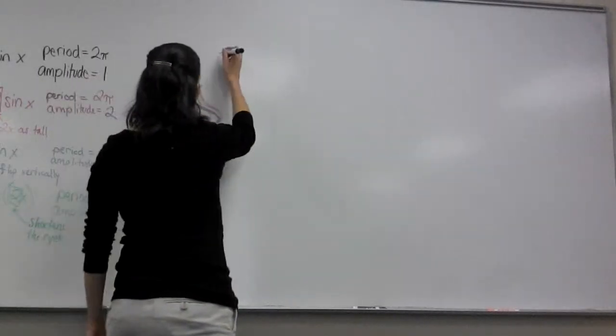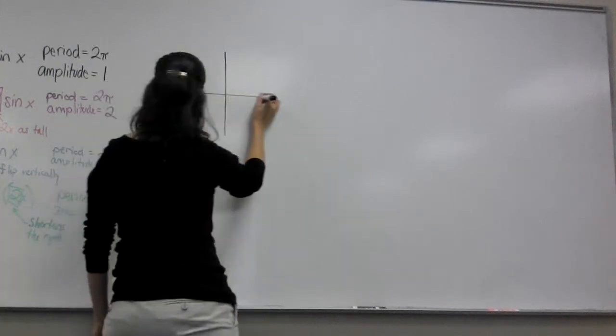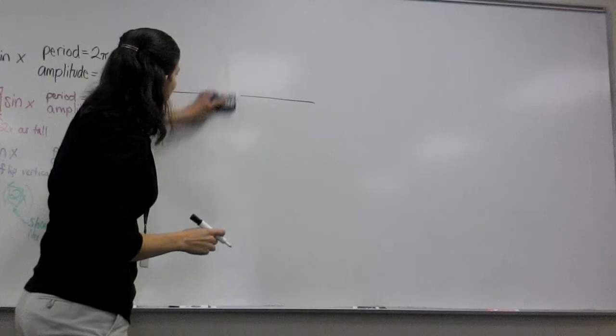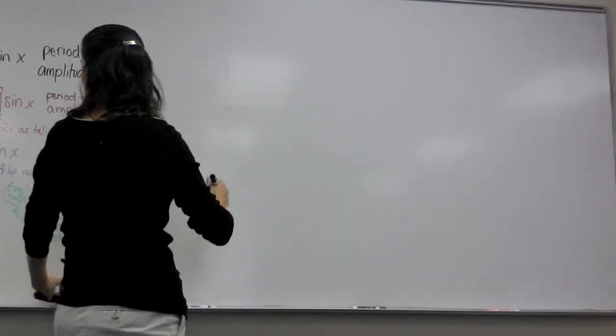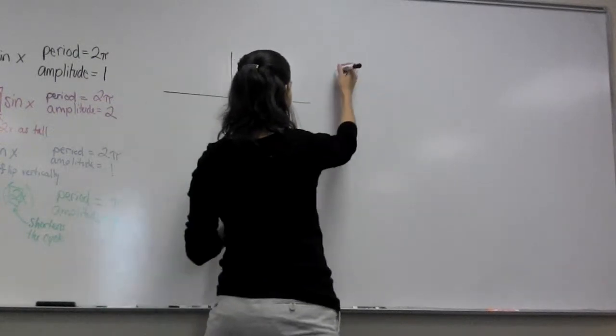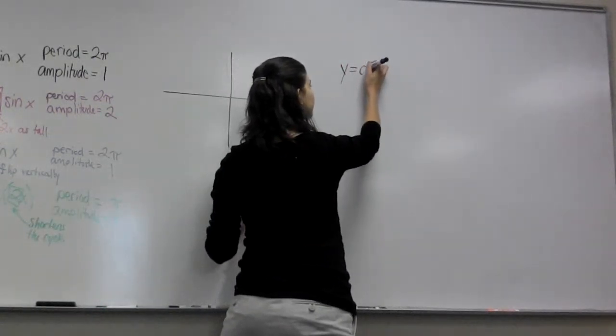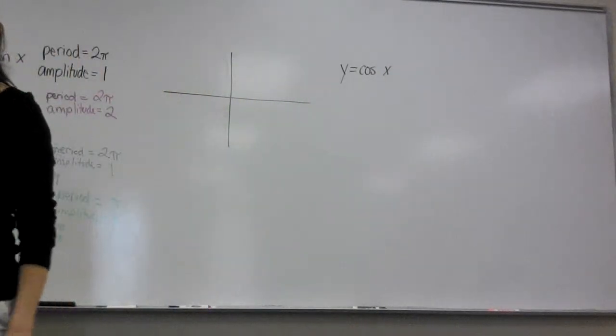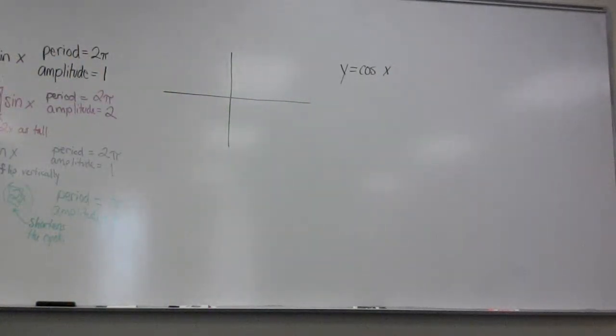So if I'm going to graph y equals cosine of x, now this is going to be a different parent function. I should probably make the graph a little bit bigger. Tell me what you know about the graph of y equals cosine of x. What do you remember from Friday? Nothing. Well, just describe it to me. Tell me what you know.